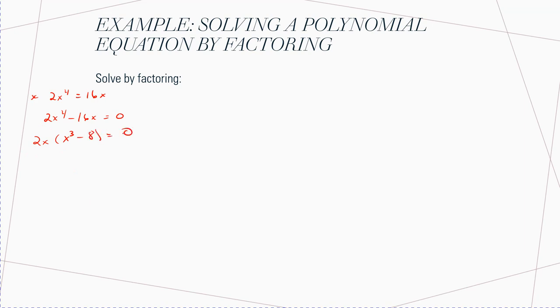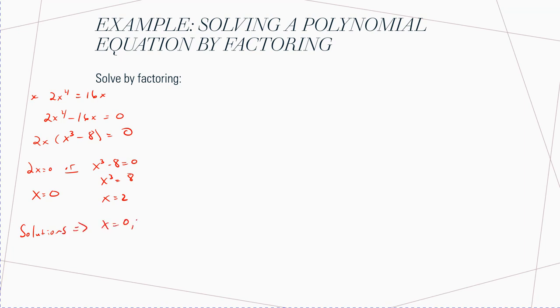So I have something times something, and it's equal to 0 here. Either 2x is equal to 0, or x cubed minus 8 is equal to 0. Just divide both sides by 2 here. One solution is x is equal to 0. Add the 8 over. What number cubed gets you 8? Well, that's 2. So I have 2 solutions here.